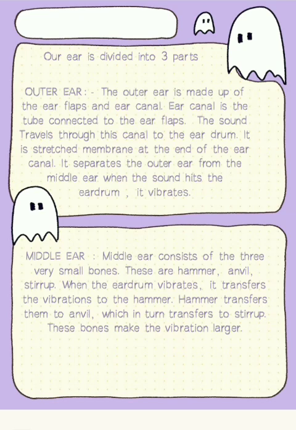When the sound hits the eardrum, it vibrates. Second, middle ear. The middle ear consists of three very small bones. These are the hammer, anvil, and stirrup. When the eardrum vibrates, it transfers the vibration to the hammer. The hammer transfers it to the anvil, which in turn transfers it to the stirrup. These bones make the vibration larger.